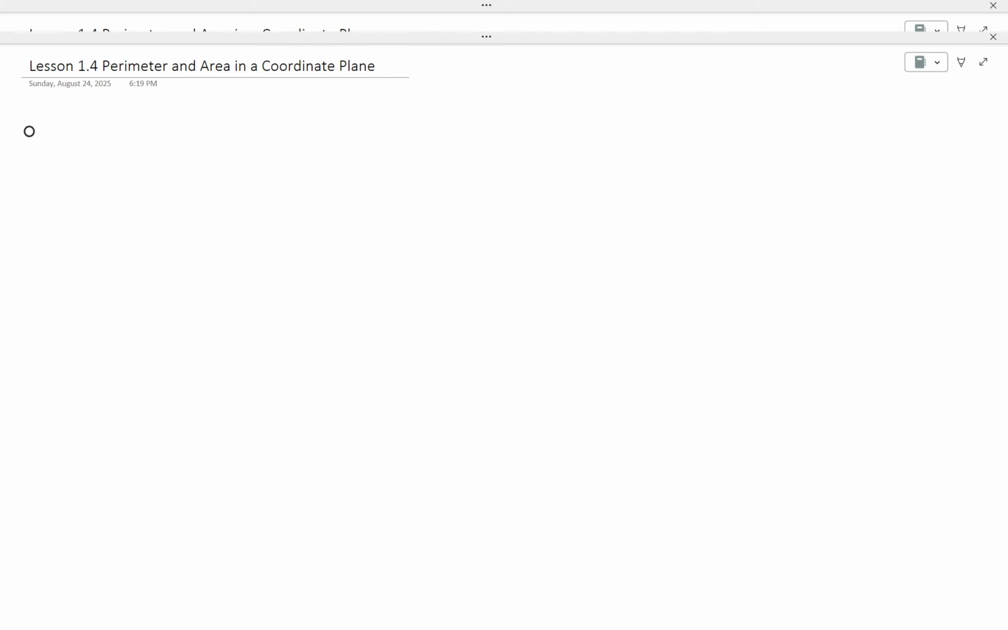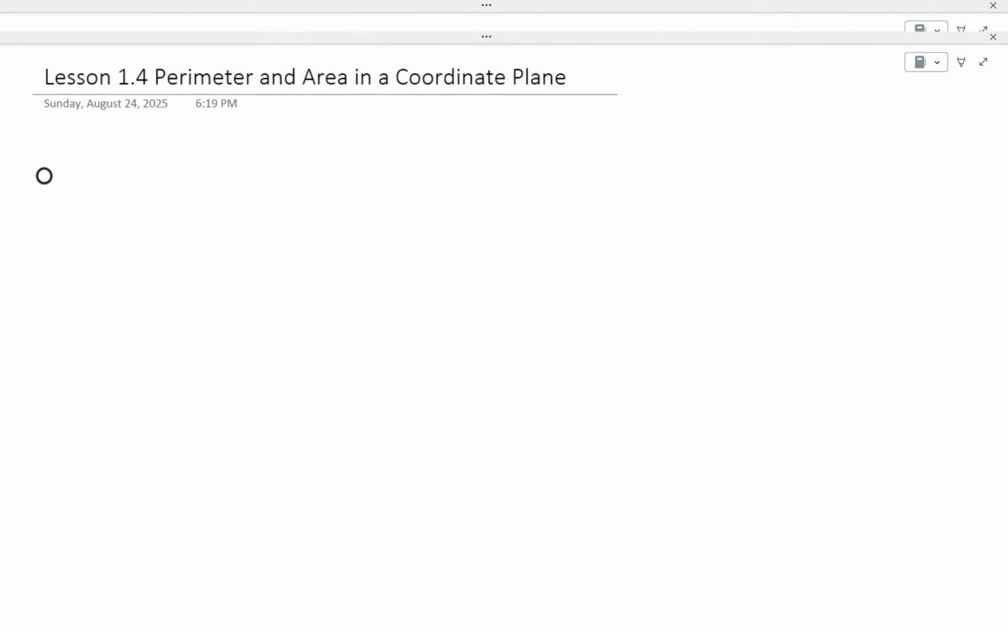So here we go. For lesson 1.4, we're going to discuss the perimeter area within a coordinate plane. The first thing that we need to actually discuss is what a polygon is. So let's get going here.